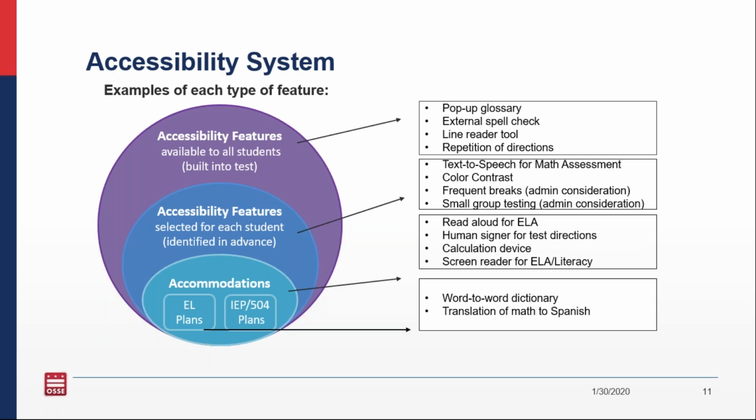So these are the examples of each of these focus areas in the accessibility system. A more in-depth overview of the accommodations and accessibility features can be found in the manual that was discussed earlier, as well as the crosswalk.